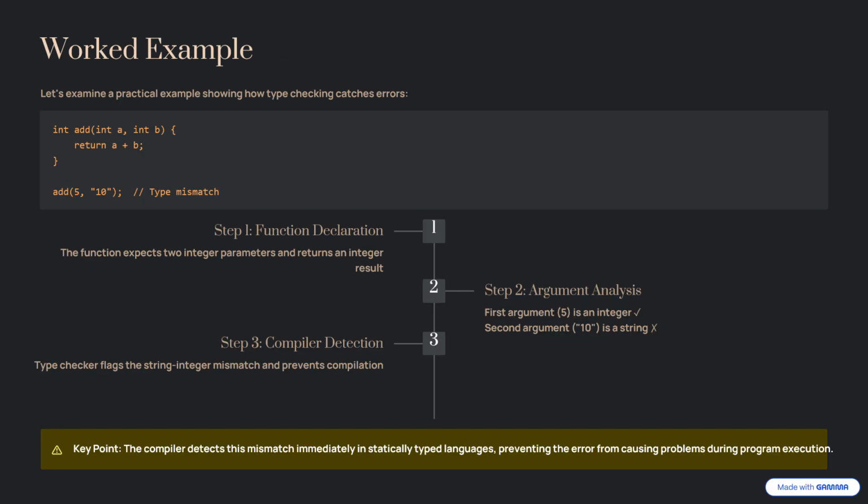Let's look at a working example. We define a function called add that takes two integers and returns their sum. We call the function with the arguments 5 and the string "10". Step 1: the function expects two integers. Step 2: the compiler checks the arguments. 5 is valid, but "10" is a string, which is not valid. Step 3: the type checker detects the mismatch. As a result, the compiler throws an error and prevents execution. The key takeaway is that type checking catches issues early, avoiding potential runtime problems.